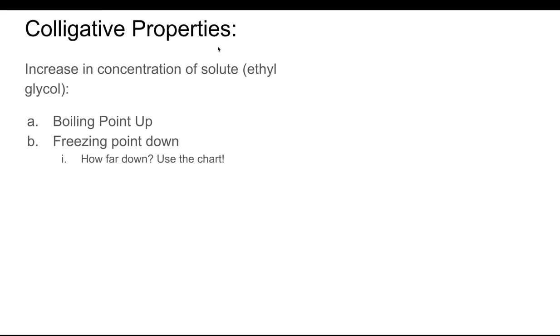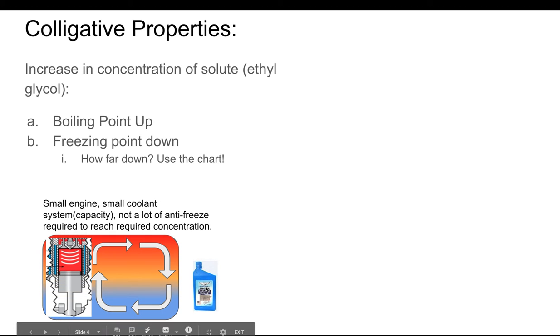So our colligative properties, in this case our solute is ethylene glycol. If we increase the concentration of solute in a solution, it will push the boiling point up and it will push the freezing point down. It'll have to get colder and colder in order to freeze. So when we put antifreeze into our engine, it prevents the coolant system from freezing when the outdoor temperature gets below freezing point. That's 32 degrees Fahrenheit or 0 degrees Celsius.